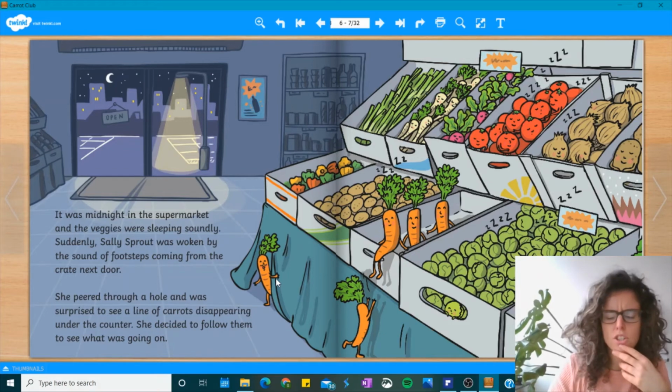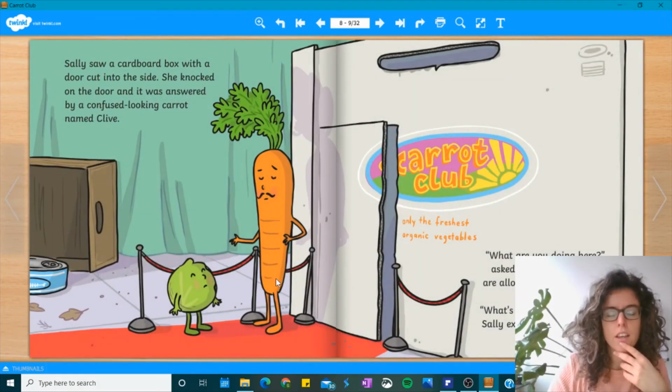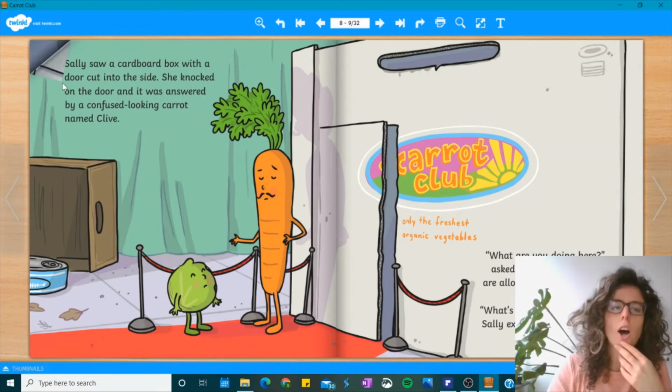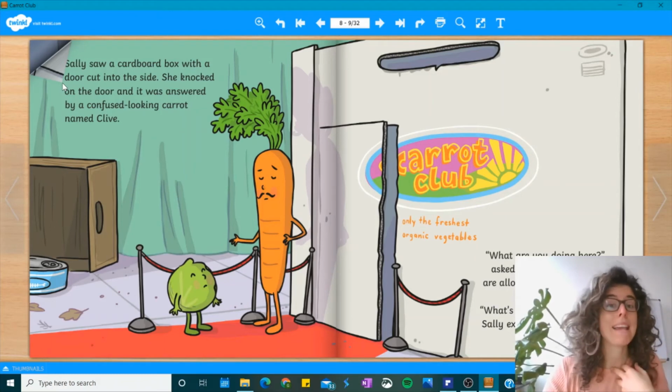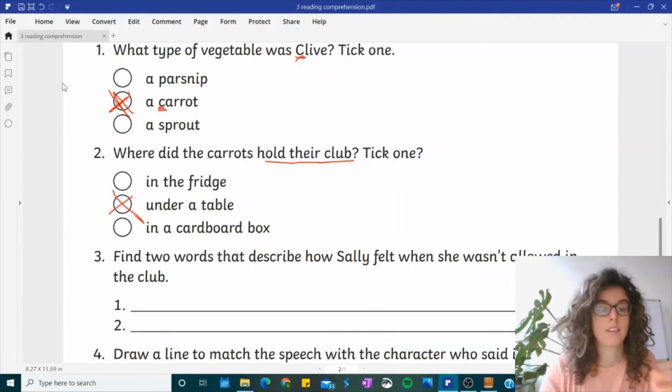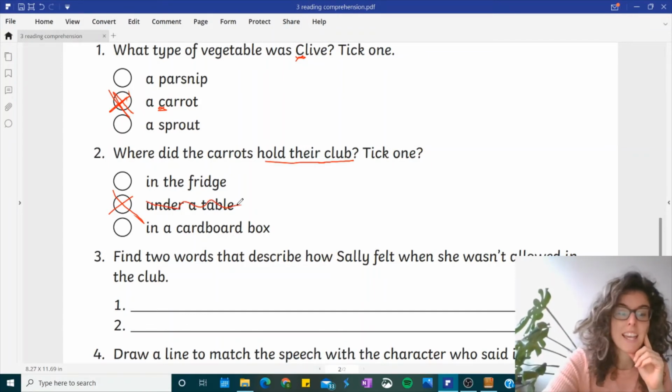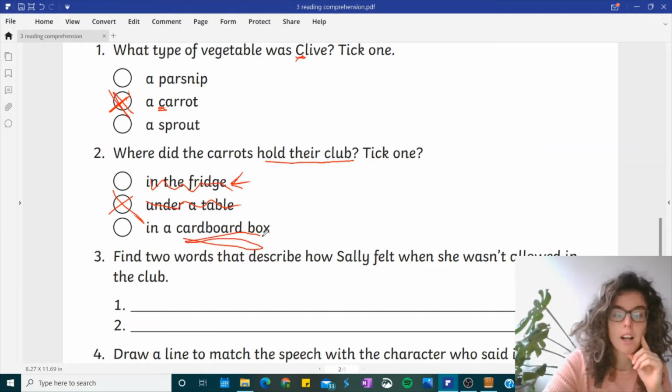Let's just check the next page. Oh, what's this first sentence right here? Sally saw a cardboard box with a door cut into the side. Well, that is some evidence that shows that my guess is not correct. So, it's not under the table. Does it say anything about a refrigerator? Nope, nothing about a refrigerator. It does talk about a cardboard box. So, this is the correct answer.